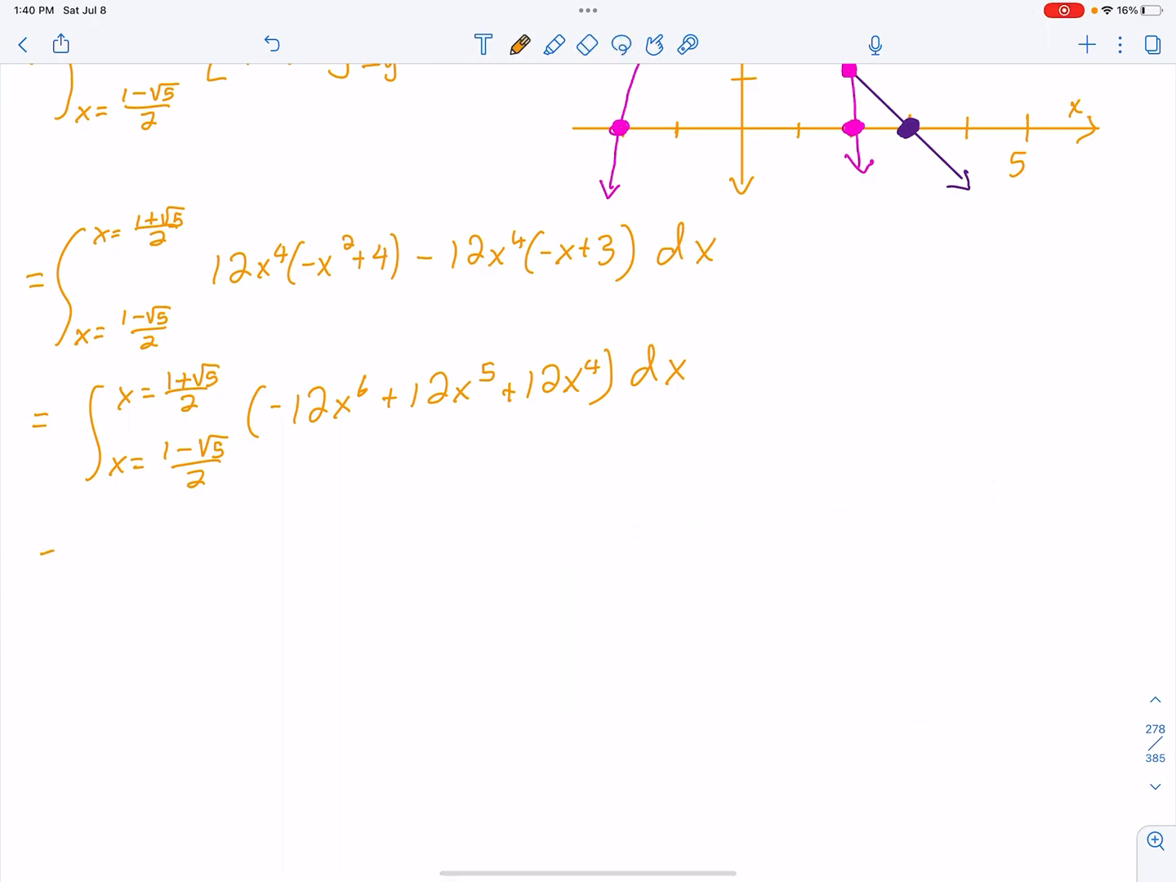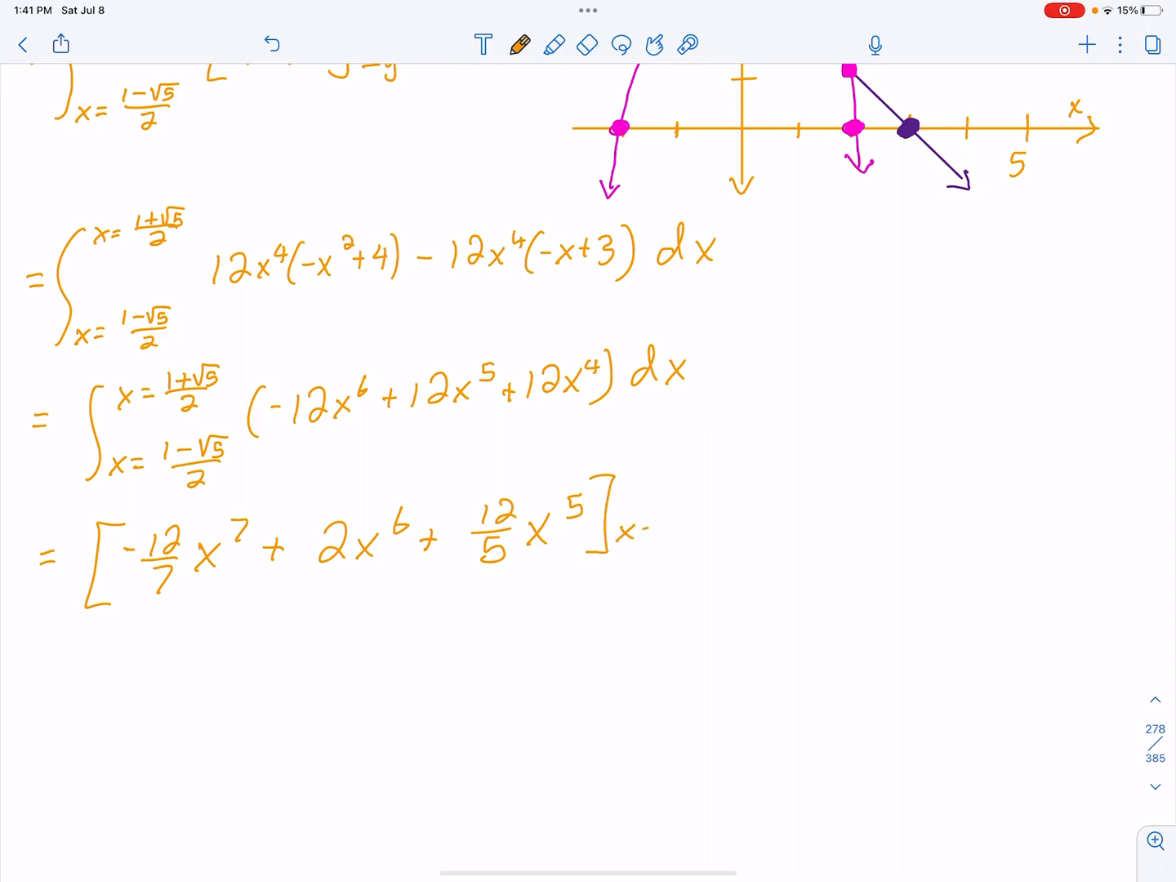All right, these are nice straight integrations. Makes it kind of nice. Okay, I go up by 1 and divide by the new one. So I got negative 12 sevenths x to the 7th, plus go up by 1, divide by the new one. So this is going to be a 2x to the 6th. You can just check by differentiating to make sure it works. And then 12 over 5, x to the 5th.